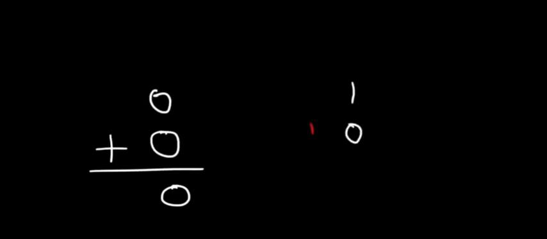We have 0 plus 0, which is equivalent to 0. 1 plus 0 is the same thing as 1 in binary. Now let's see another example: 1 plus 1.